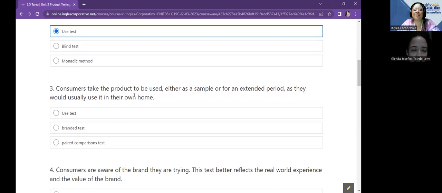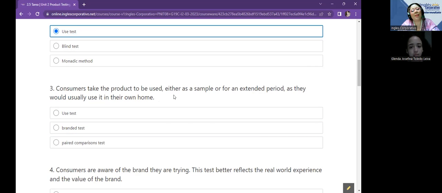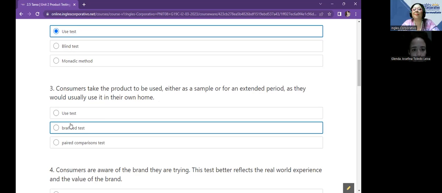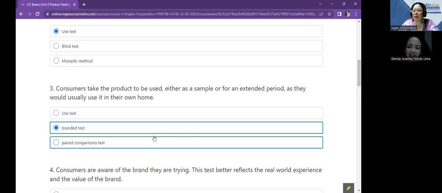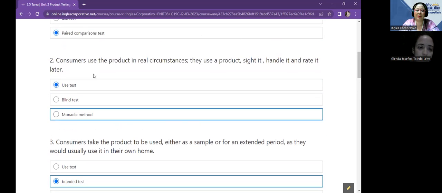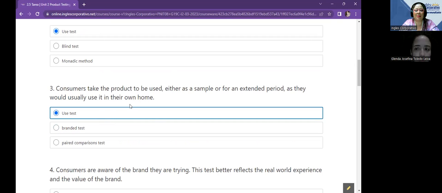Consumer take the product to be used either as a sample or for an extended period, as they will usually use it in their own home. Branded test. Okay, pero no. Dice, either as a sample, or for an extended period. A mí se me hace que es más use test, pero no me recuerdo ahorita, fíjese, tendríamos que probarlo. ¿Okay? Pero se puede repetir. Claro que sí, podría repetirse, pero déjeme verificarlo.